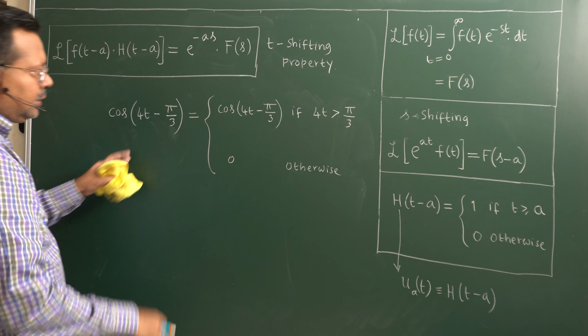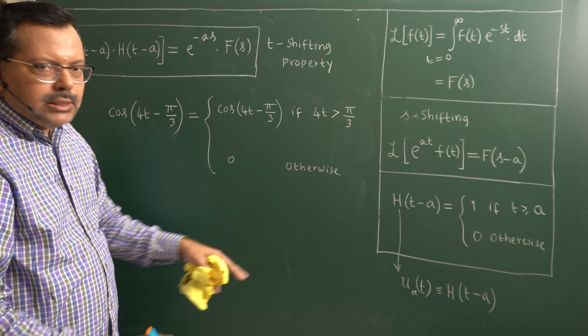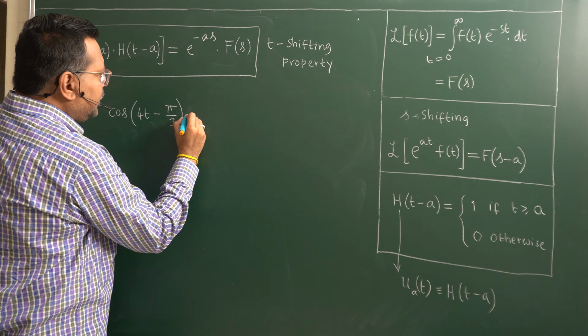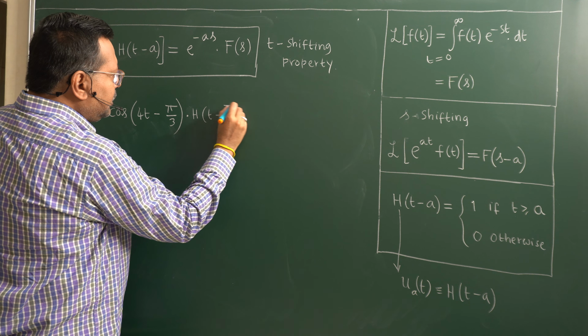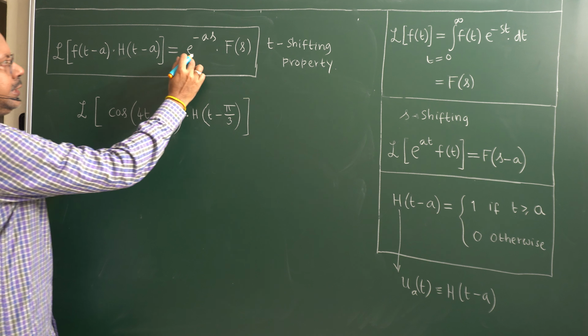Once this idea is clear, instead of writing the if condition and otherwise condition, all these things will be taken care of by h of t minus a. Everything is taken care of if I write the h function here. So we write it like this, h of t minus pi by 3, and that function we are going to take the Laplace transform of. And the answer comes in one line. That's why initial understanding is very important, and once you apply this, you get the answer quickly.